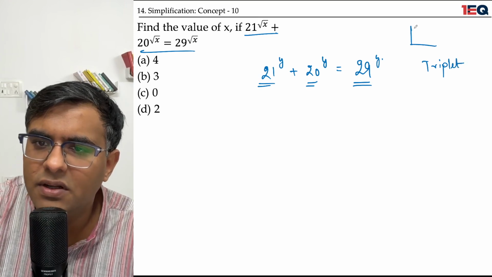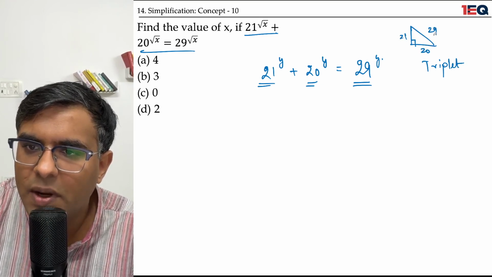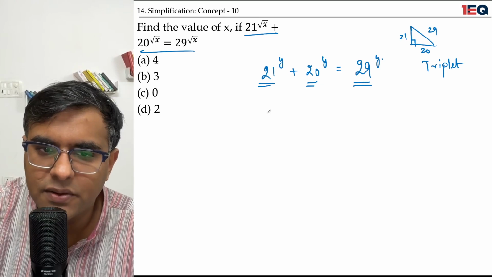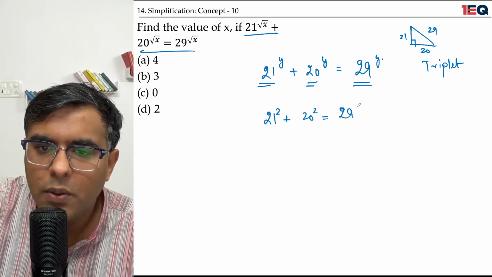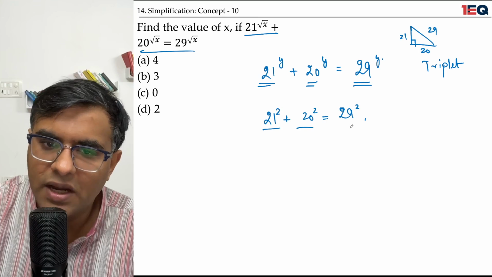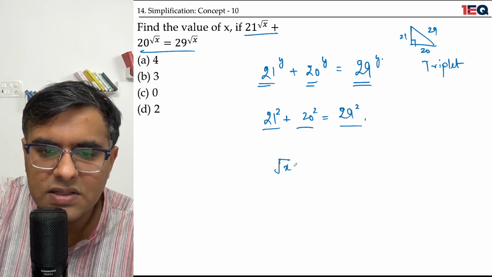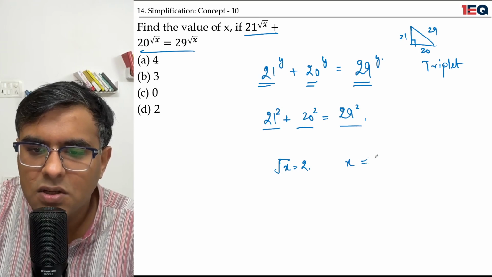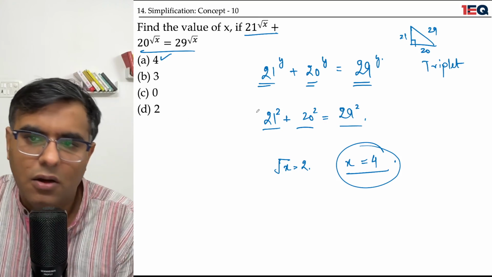You can form a triangle with it using the Pythagoras theorem, and the triangle would be having sides 21, 20, and 29. Okay, so when we apply this rule to a triangle and we use the Pythagoras theorem, the rule comes out to be 21 square plus 20 square is equal to 29 square. This theorem is called the Pythagoras theorem, and 21 raised to power 2 plus 20 raised to power 2 is equal to 29 raised to power 2. So the value of root x is nothing but 2, and I'll have to square both sides to remove the root from the equation. So the value of x would come down to 4. So 4 is my answer, and A is the option that we're looking for.